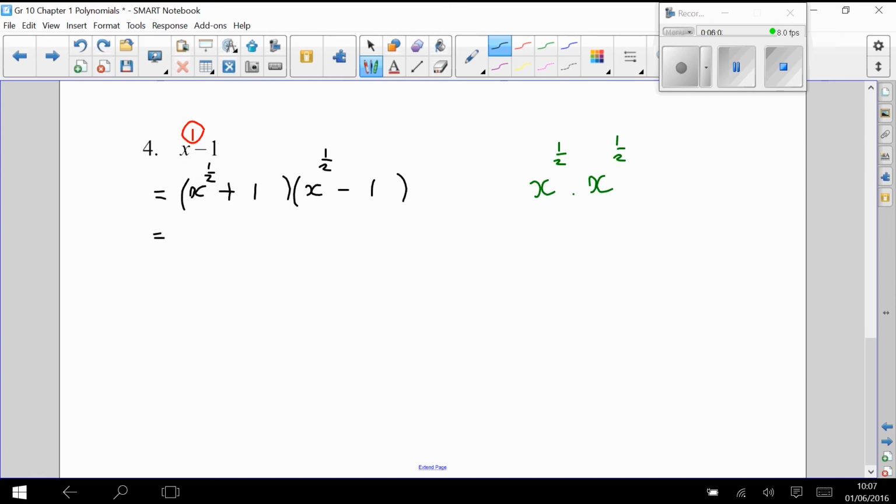You might remember that if I write x to the half, that actually means x to the 1 square rooted. And so you can see by me writing it this way that I could have written x to the half plus 1, x to the half minus 1, or in fact the square root of x plus 1, the square root of x minus 1. And I would have had the exact same answer. If I had tried and multiplied out these brackets, I would in fact have got my original expression of x minus 1 again.